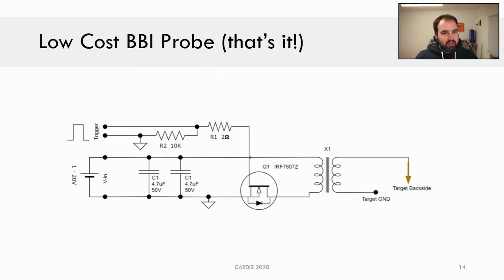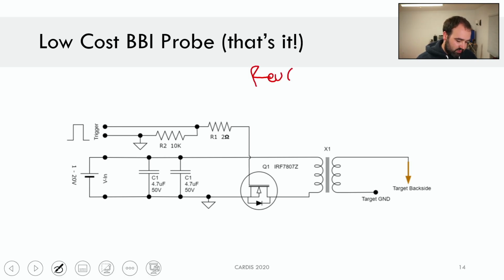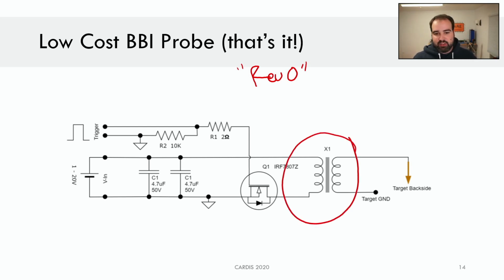This is a schematic of the Rev 0 probe, basically. So this is what I call Rev 0. The design files for this are up, but there's not much to it. The only real trick is this transformer, which is custom wound, so I have the specifications for that.